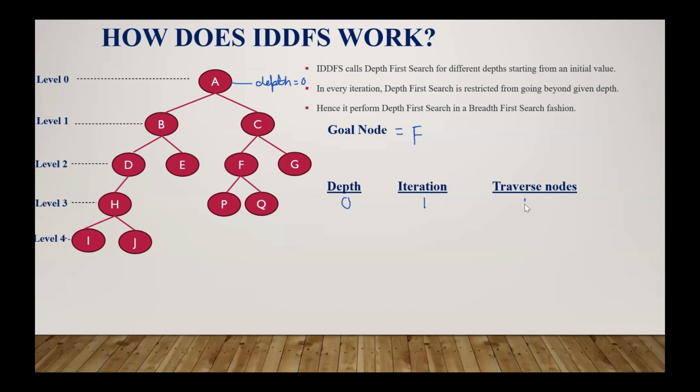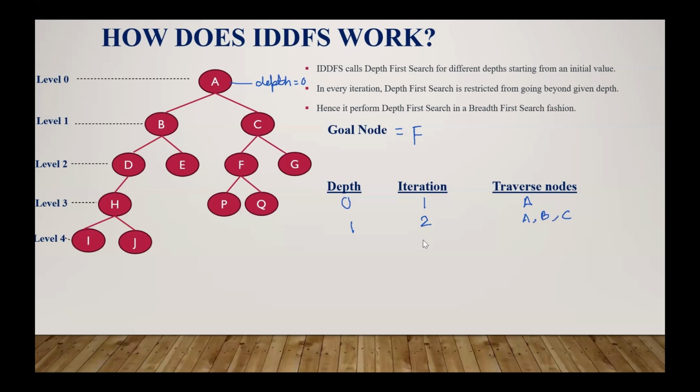What is the traversed node? The first node is A. We check whether A is the goal node or not. No, we have not reached the goal node. Then in the second iteration, the depth is increased by 1, so now the depth is 1. From A we go to B, then we search C. B is not equal to F, C is not equal to F, meaning we did not get the goal node.